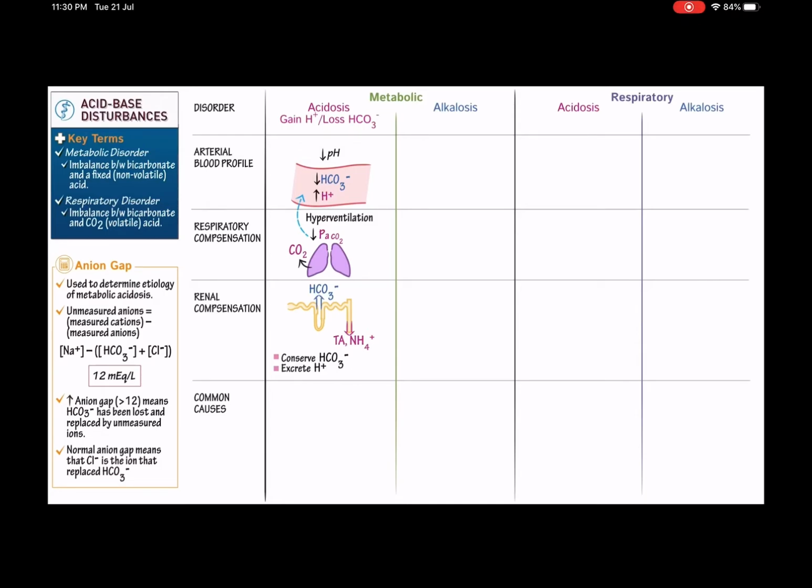Note that potassium is sometimes included in the anion gap equation, but its range is so small that we can remove it for simplicity. If potassium is included, the normal anion gap value is 16. Potassium is typically around 4, a range of 3 to 5, and is a cation. So ultimately, we can divide the causes of metabolic acidosis into at least two categories: those associated with a normal anion gap and those with an abnormal elevated anion gap.